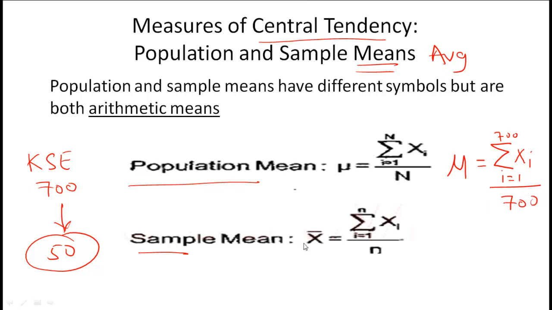The sample mean is denoted by x bar, and here we have 50 stocks, so our sample mean would be the summation of i equals 1 to 50, xi is the return on each one of those 50 stocks divided by n, which is 50 for our sample.